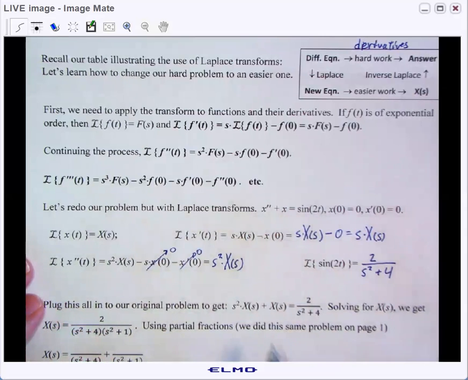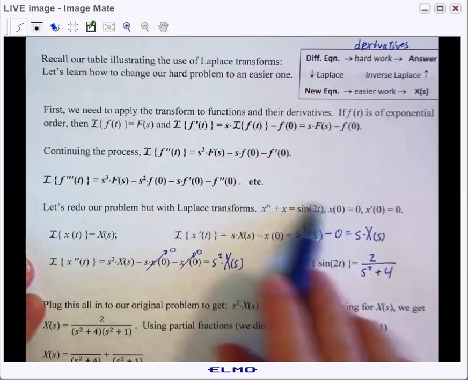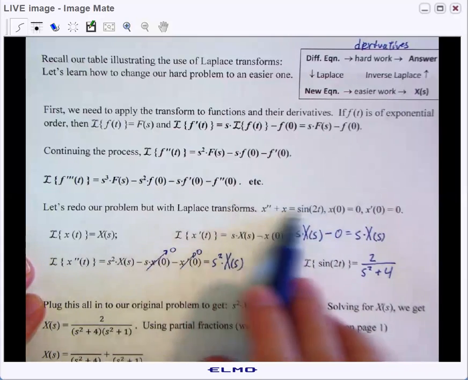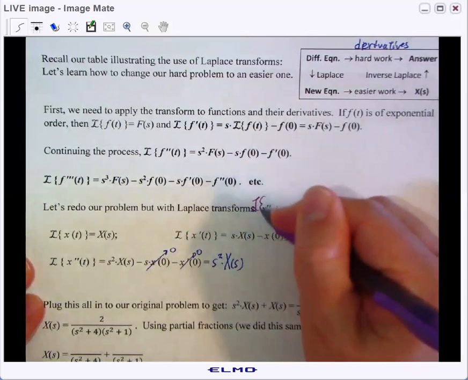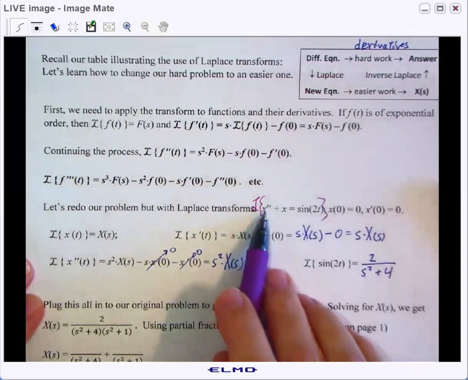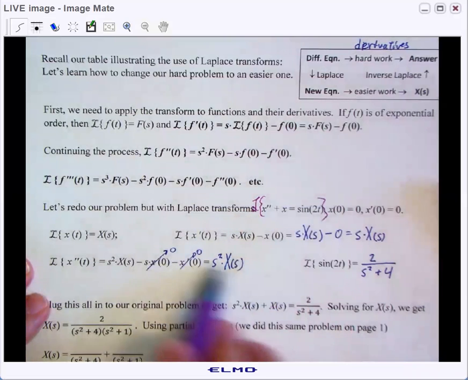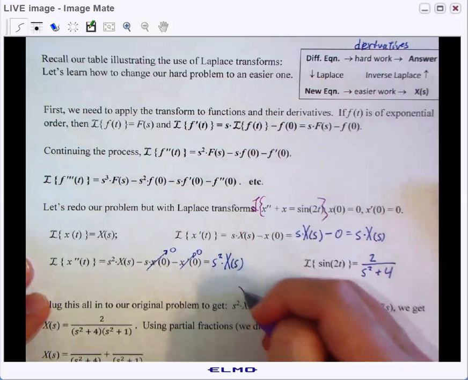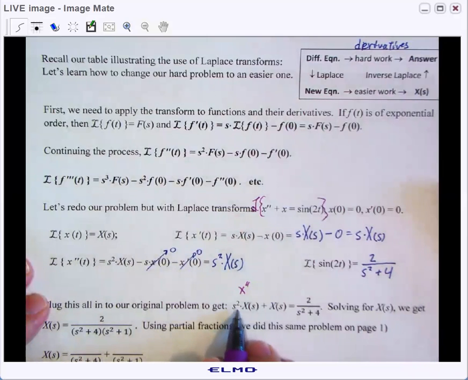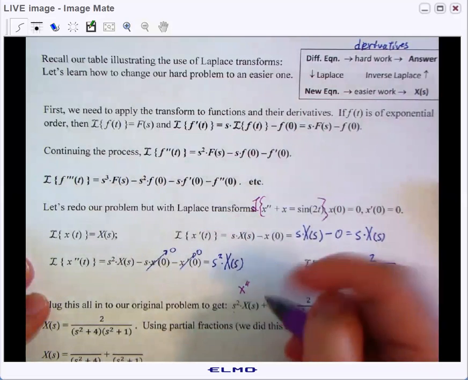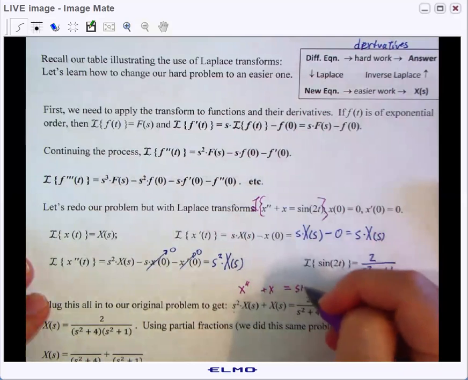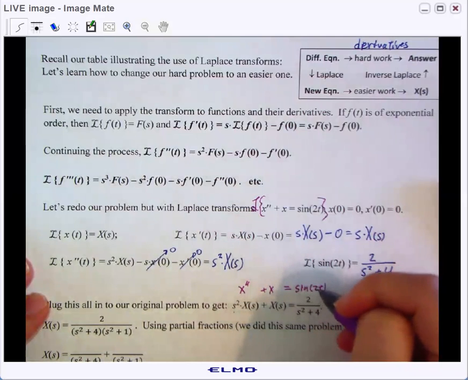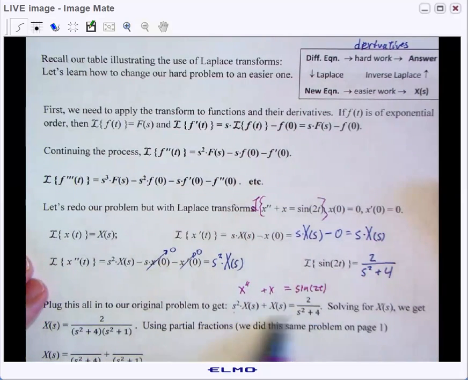So if we substitute all this into our original differential equation, so if we do the Laplace transform on the whole differential equation here, we're going to get the Laplace transform of x double prime, which is s squared times cap X of s, plus the Laplace transform of x, equals sine of 2t and its Laplace transform. Here's what the transformed differential equation will look like.